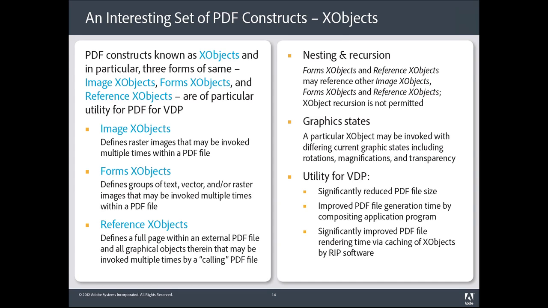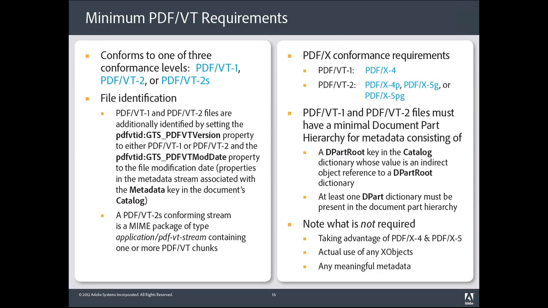Okay, that was the genesis of this, and it's the X objects, and that's really the first thing that got to us in terms of this being the basis for a new standard. Okay, well, what are the minimal requirements for a PDF VT file? Well, it conforms to one of three different conformance levels. We'll talk about that in a bit. If it's a PDF VT1 file or VT2 file, it has certain attributes in terms of how you identify it. I'll leave that up to the nerds to look at.